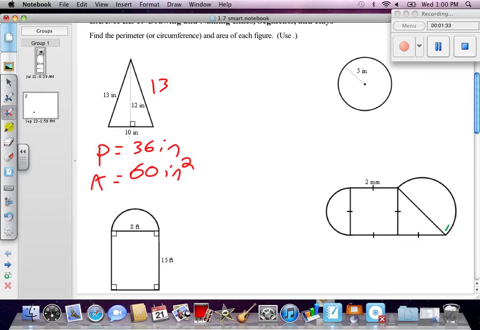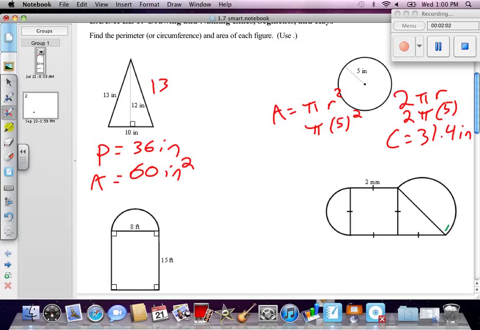Okay, I'm going to do one more easy one. We're going to do a circle. We know that the circumference is 2 pi r, so that's 2 pi 5. And again, we're going to use 3.14 instead of pi. We get the circumference is 31.4 inches. Area is pi r squared, so that's pi times 5 squared, or 25 times 3.14. And we're going to get area is 78.5 inches squared.